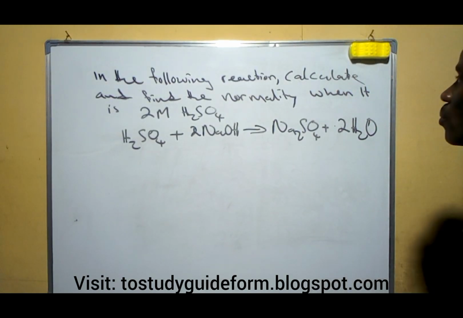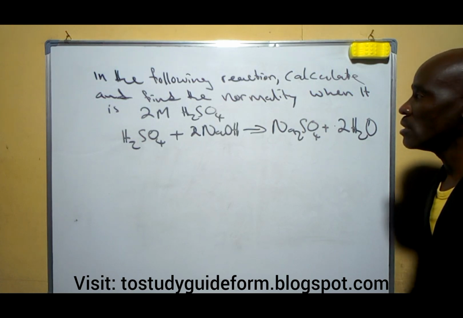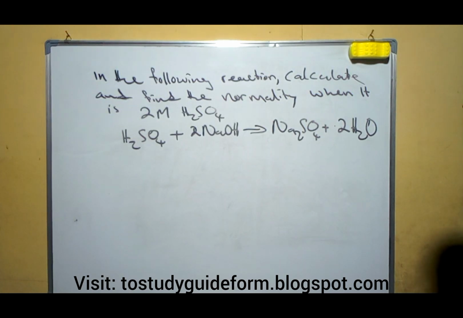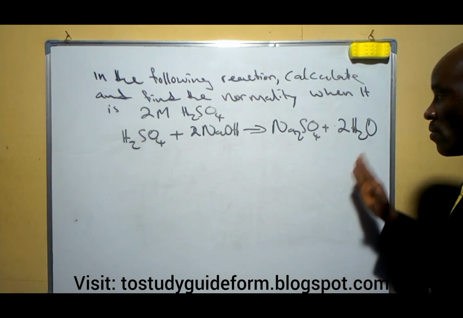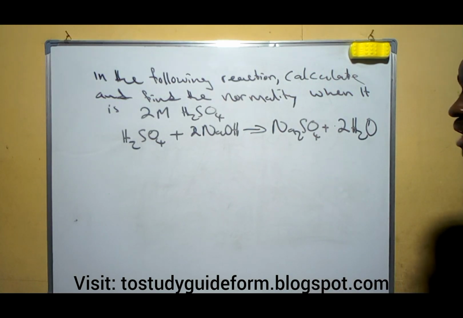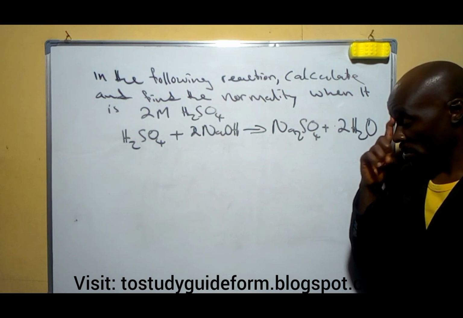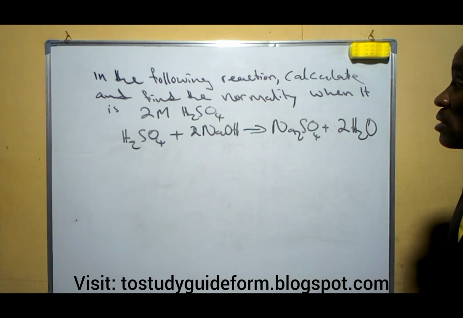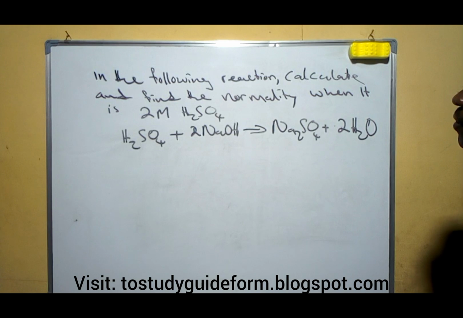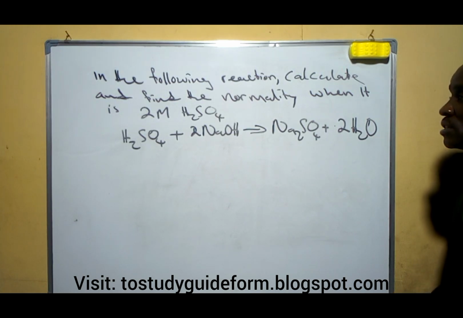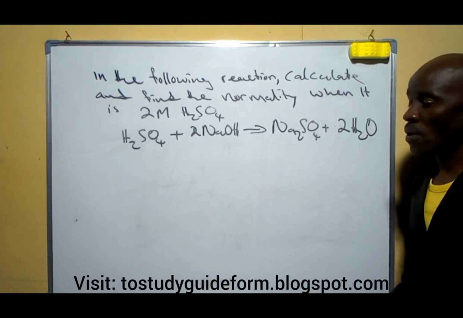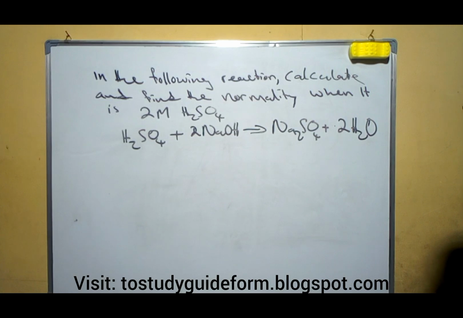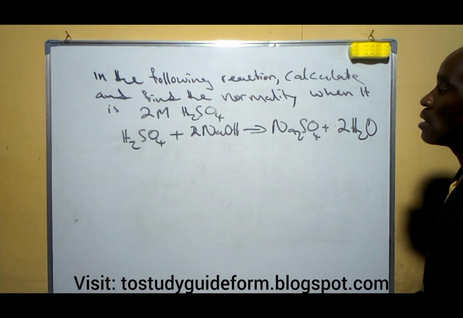This time we're going to look at normality of a solution. Now we have a calculation that will help us understand how to take care of a normality question. In this case, the question says: in the following reaction, calculate and find the normality when we have 2 moles of H2SO4, or sulfuric acid.